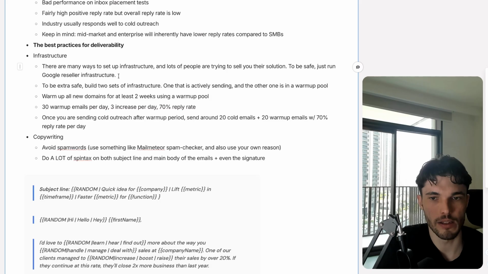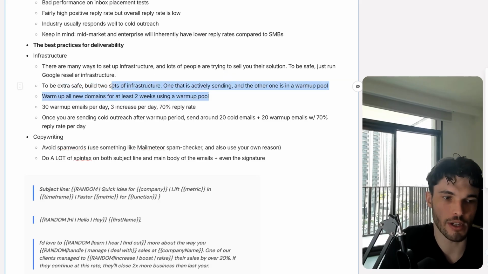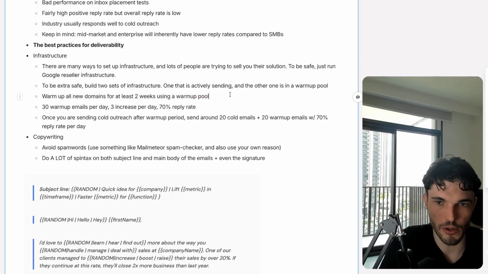So that's why you should definitely consider this if you have the cash for it. If you don't, you just set up one set of infrastructure, but it's a good option to use.